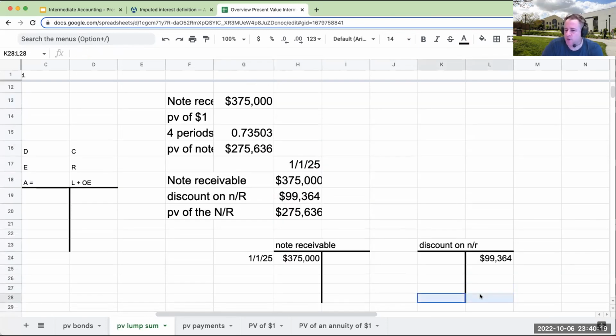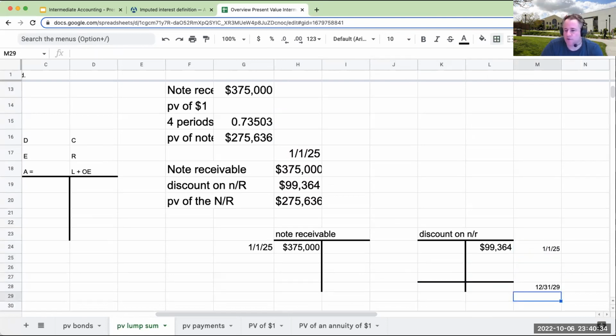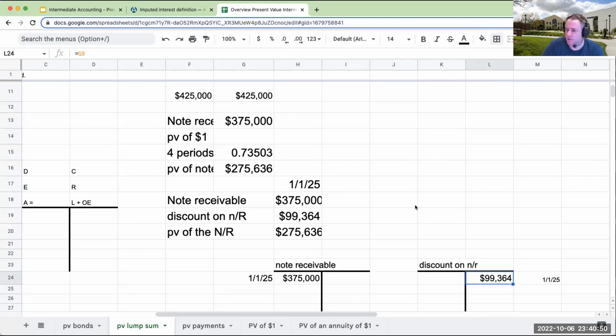Now, similar to the bonds, right? What do I need this discount to ultimately go down to? Well, it's a little bit different than the bonds because it's the converse side, but same principle. I'm going to need this balance on 1/1/25 to go down to zero by 12/31/29, because when this note is paid, I'm just going to debit cash and credit note receivable. This discount on notes receivable is going to be amortized to interest revenue. So let's go through and do this.